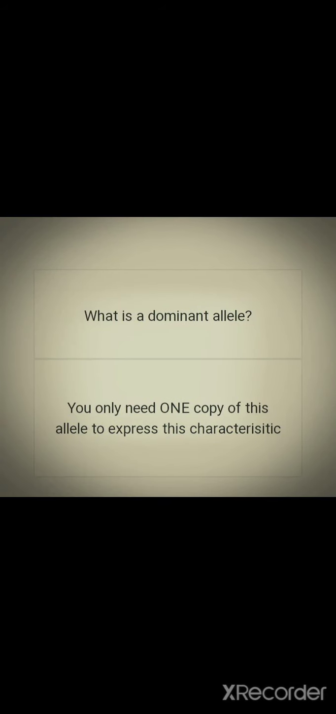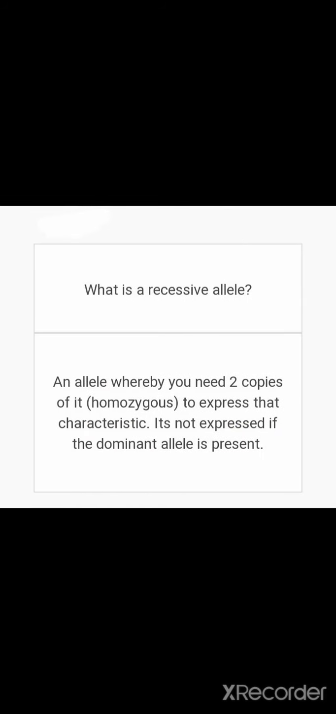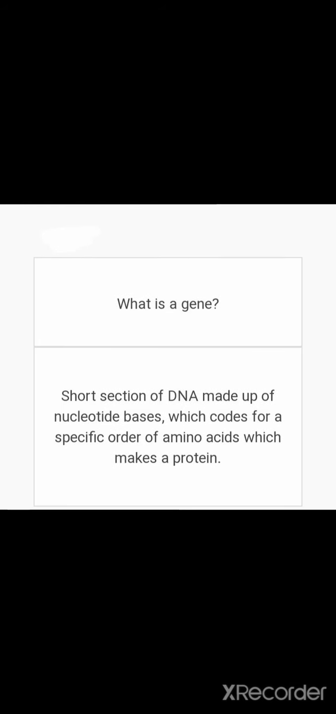What is a dominant allele? If you only need one copy of this allele to express this characteristic, then it is said to be a dominant allele. What is a recessive allele? An allele whereby you need two copies of it to express that characteristic, it's not expressed if the dominant allele is present. Then that allele is called a recessive allele. What is a gene? It is a short section of DNA made up of nucleotide bases which codes for a specific order of amino acids which makes a protein.